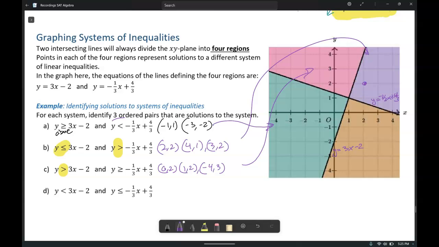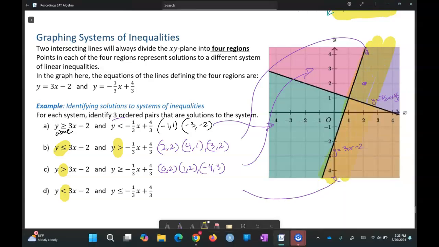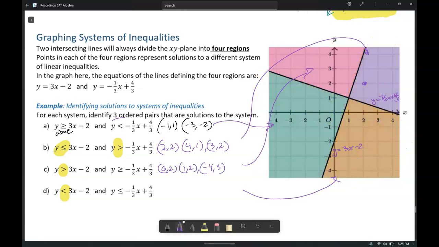And last but not least, by process of elimination, we're probably looking at the orange area, but let's make sure. Anything less than our line 3x minus 2, which is on this side, and then anything less than our other line, which is on this side, that intersection being the orange area for sure. We can identify any point in that area, such as the point 2, -1, or 3, -3, or 0, -4. And again, there are an infinite number of points in those shaded regions. Those are just some examples for where we can find some solutions.